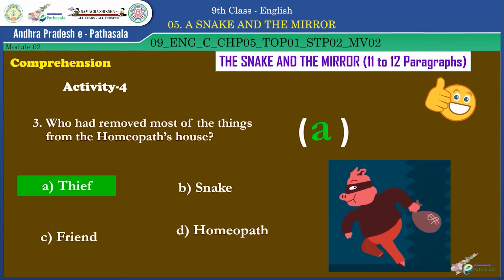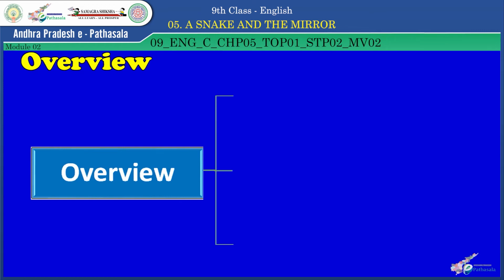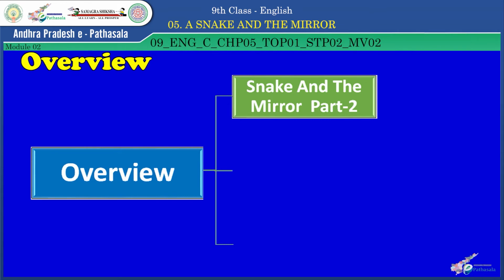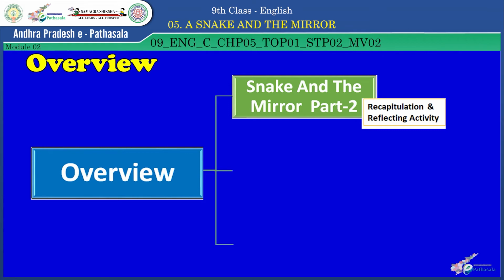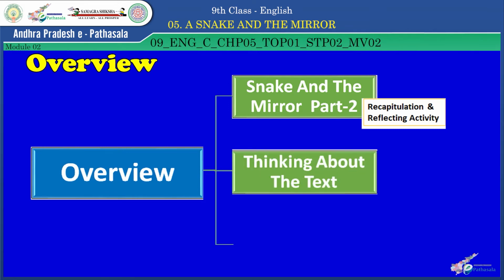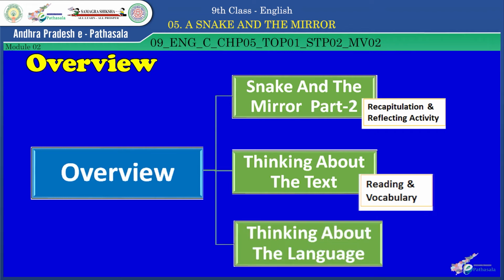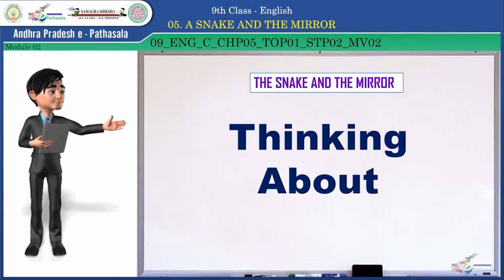My dear children, as per the overview, we have now finished two parts. Those are Snake and the Mirror Part 2, recapitulation and reflecting activity, and the second part, thinking about the text, under which are reading and vocabulary. And now we have got into the last part of this overview, that is thinking about the language. Under this we are going to have reported speech and some summary activities. Okay, children, let's get into this thinking about the language.